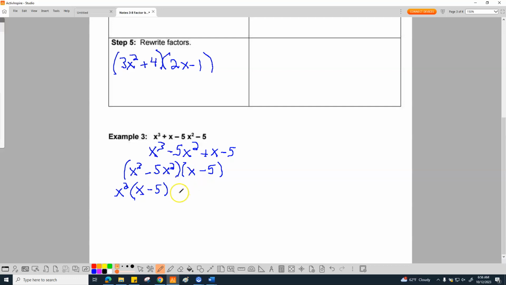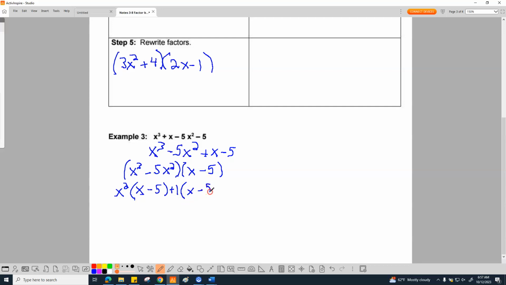And then this one, x minus 5, doesn't have anything to pull out. When that's the case, and there's nothing to factor out, I'm going to add in a plus 1. And that'll help you with seeing what comes next.